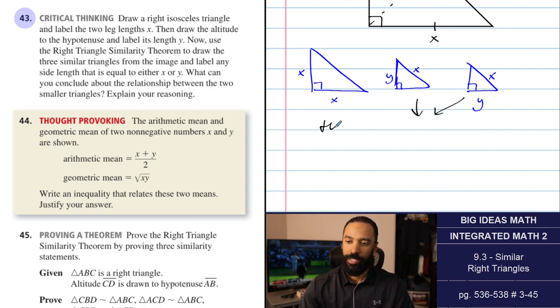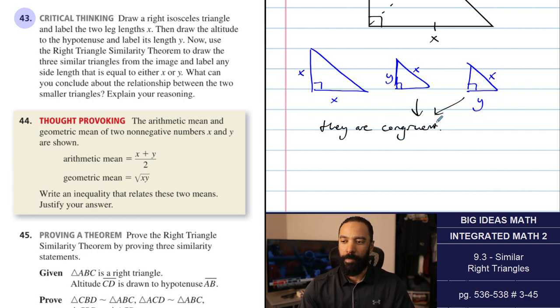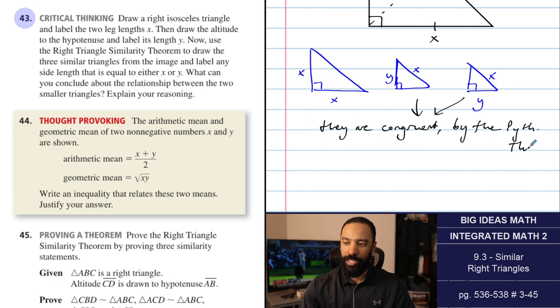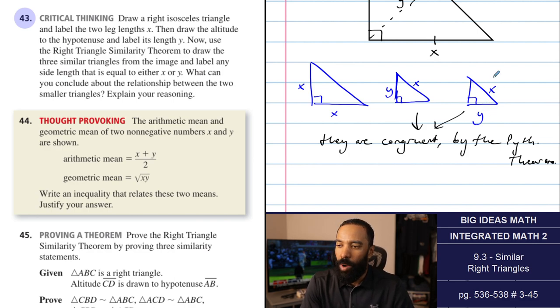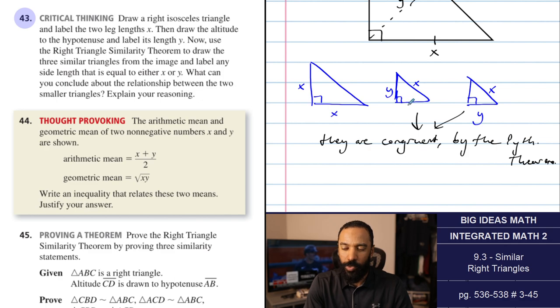They are congruent. Now, why can I say that? By the Pythagorean theorem. Basically, sorry about the handwriting. Basically, y squared plus something squared is x squared, y squared plus something squared is x squared. This third side will be the same thing based on what this is.